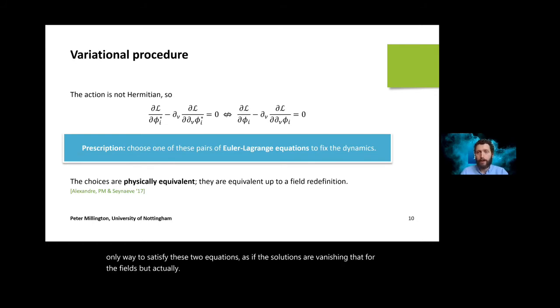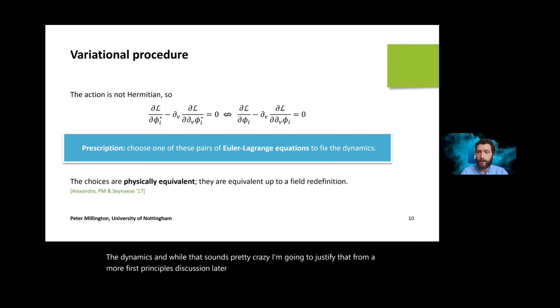But actually that's not the case. There is actually a prescription that allows us to make sense of this, and that prescription is that we can actually choose one of these pairs of Euler-Lagrange equations to fix the dynamics. And while that sounds pretty crazy, I'm going to justify that from a more first principles discussion later on.